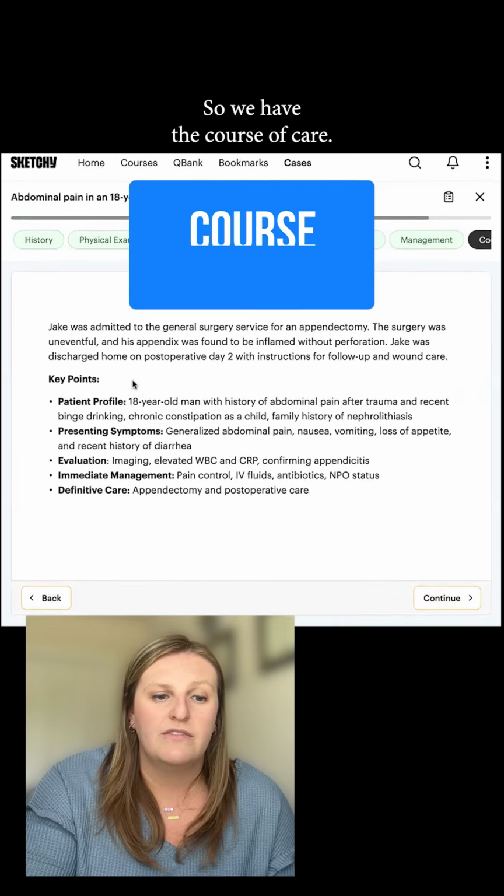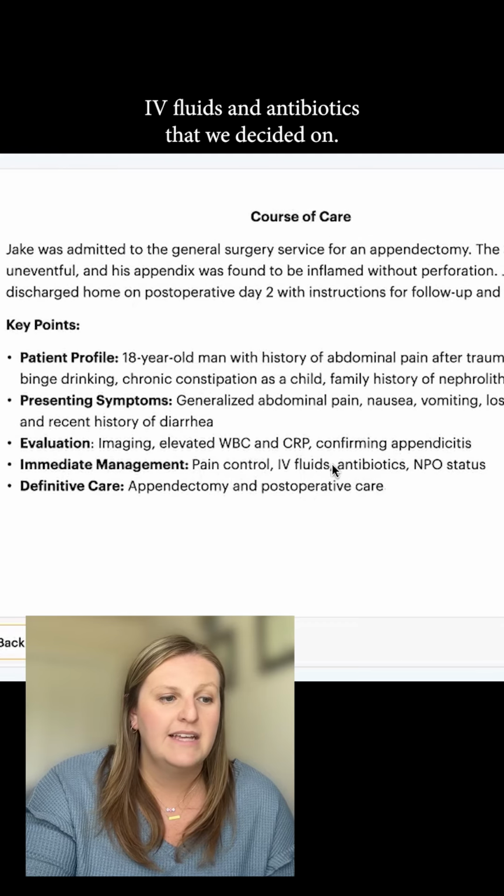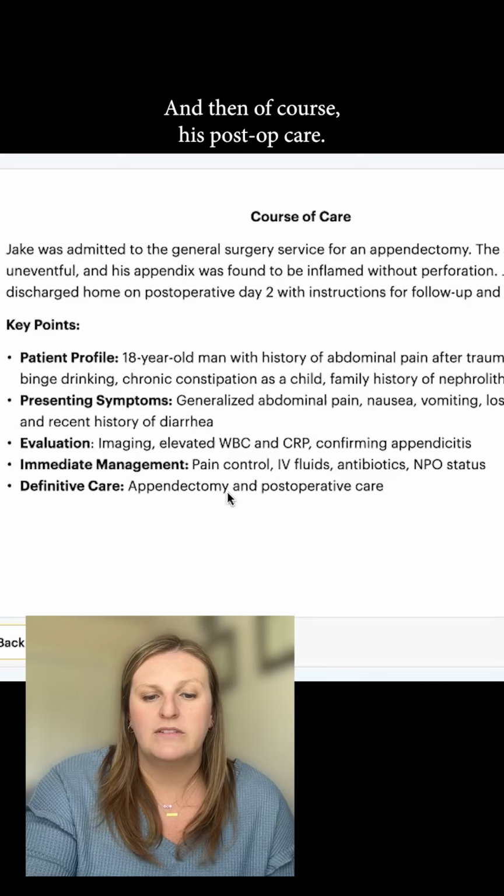So we have the course of care. He did have the pain control, IV fluids, and antibiotics that we decided on. And then he's moving forward with the appendectomy, and then, of course, his post-op care.